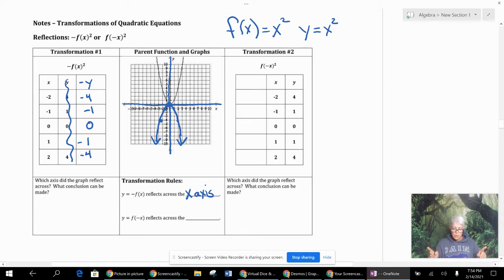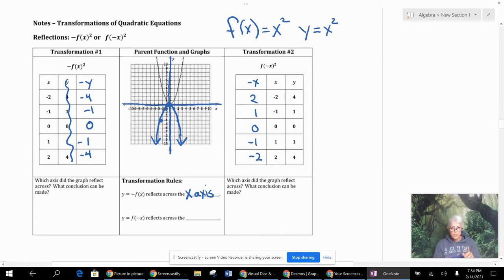All right, now something's going on inside of the parentheses, so it's affecting the x. It's kind of like saying negative x. So let's see, -2 becomes a +2, +1, 0, -1, -2. So let's see what happens with this.